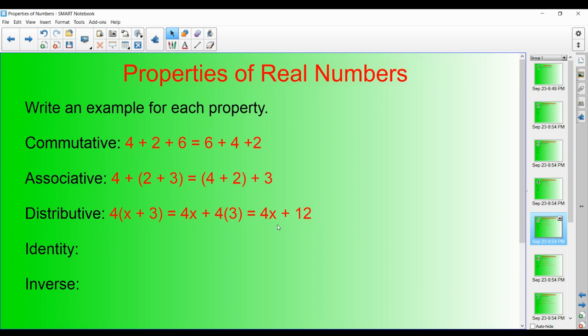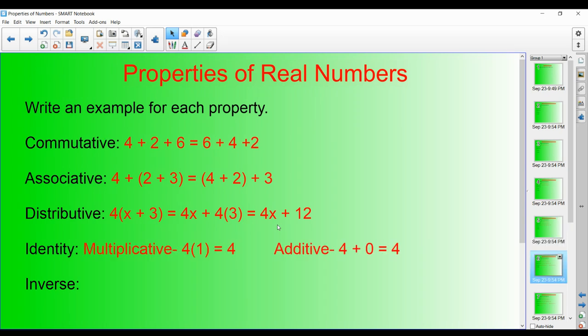Now the identity property we use a lot in solving. What can we multiply to keep a number the same? So we multiply 4 by 1 and it stays the same. Or the additive identity property says if we add 0 to it, it stays the same and becomes 4. So add 0 or multiply by 1 makes the number stay itself, keeps its same identity.